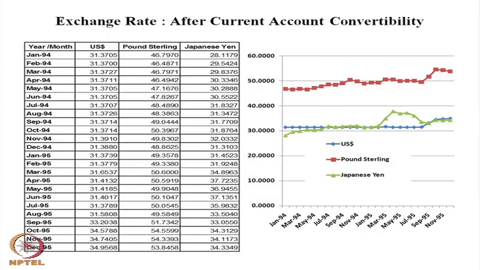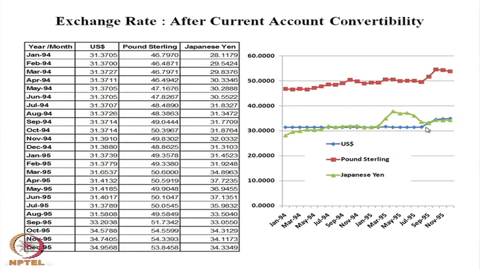If you see the development process, the exchange rate movement after 94-95, I have taken monthly data, the average value of the US dollar, pound sterling and Japanese yen, from January 94 to December 95. So it is nearly 2 years, 24 months of data, and you can see the movement of the Indian rupee.